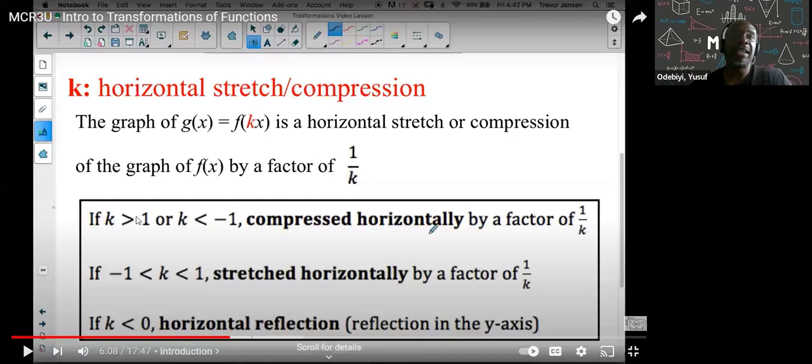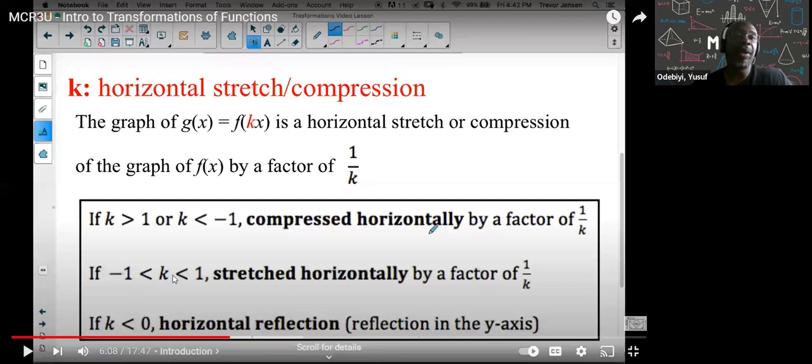Okay, if K is bigger than 1 or less than -1, again, it's going to be 1 over K. Now I have a fraction here, right? So my graph is going to change by a factor of a fraction. Since it's a fraction, that means I'm compressing. So if K is greater than 1, I'm compressing.